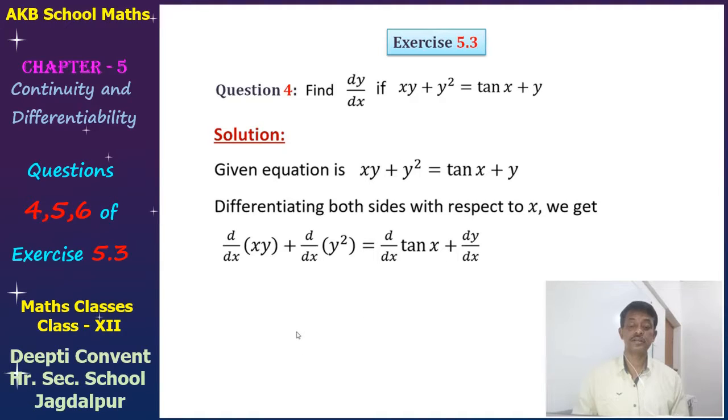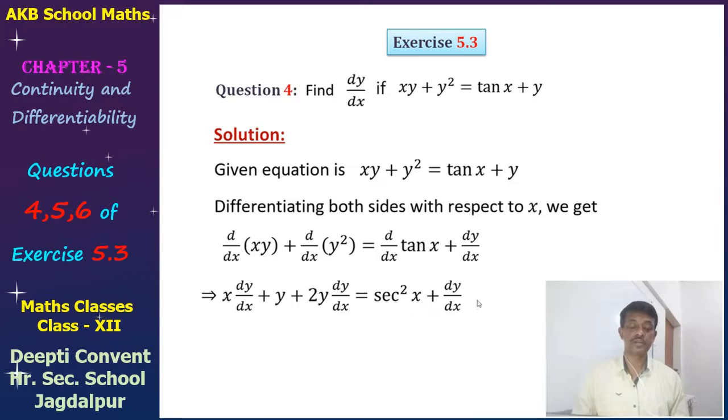Differentiation is distributed. So here, by the product rule, xy gives x dy/dx plus y dx/dx, which is 1. d/dx of y square means 2y dy/dx. Tan x gives sec square x, and plus dy/dx. Here dy/dx is in three places, so collect them.